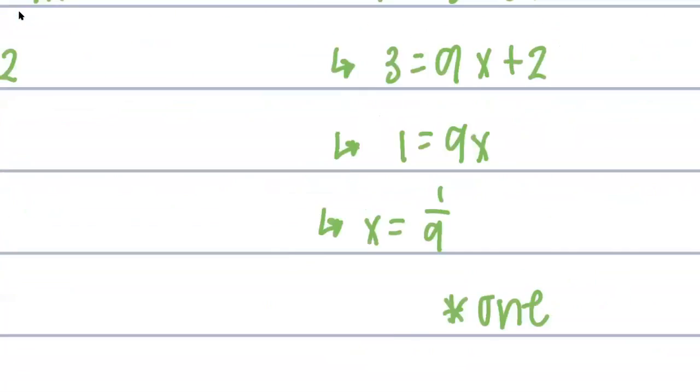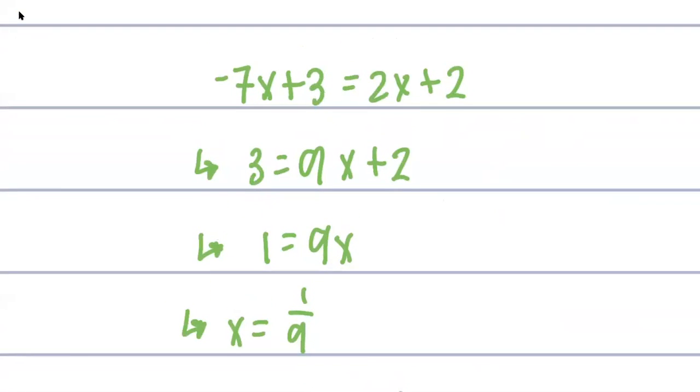Okay, so for the last one, we add 7x to both sides first, then we subtract 2 from both sides, and then if we divide by 9, we get that x equals 1/9. So that's like the answers we have been getting at this point. This equation has one solution.